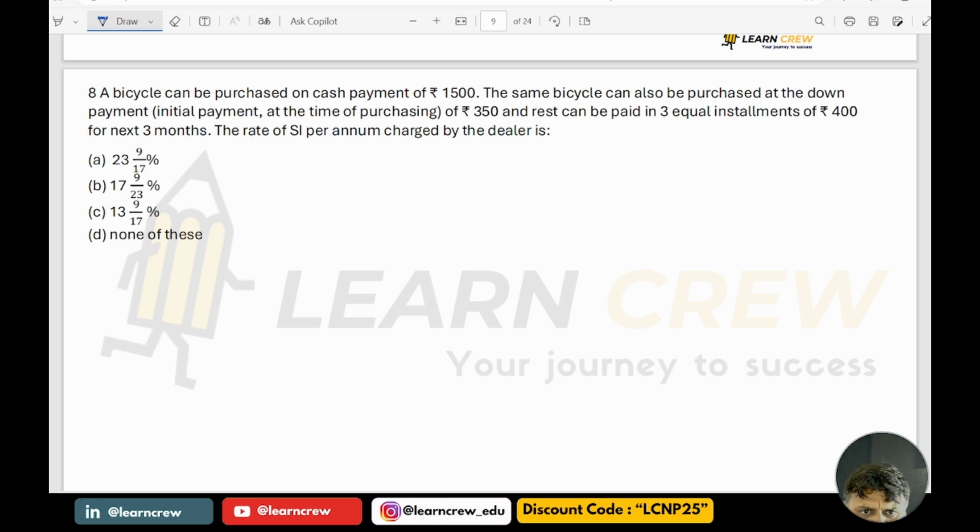So the rate of simple interest per annum charged by the dealer. See here, actually out of 1500, 350 is paid at the time of purchase as down payment. The remaining 1150 has to be returned. So on this 1150, some interest for 3 months, because in 3 months it is returning. So actually how much interest has to be paid? 1150 into 3 by 12 into R by 100. So this is the total amount actually has to be paid.